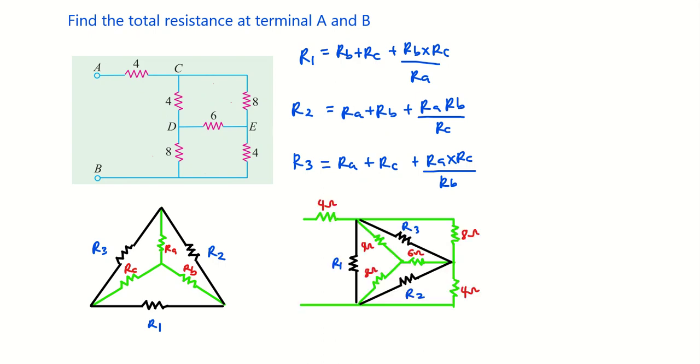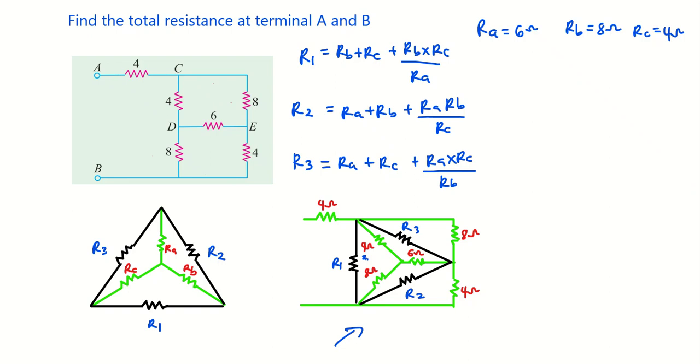So I have redrawn the circuit and that's what we have here. I have the star connection drawn with the green color and then I have the delta connection drawn with the black color. In this case, we are going to have our RA equal to 6 ohms, and then our RB equal to 8 ohms, and then our RC will be equal to this 4 ohms here, right? So that'll be 4 ohms.